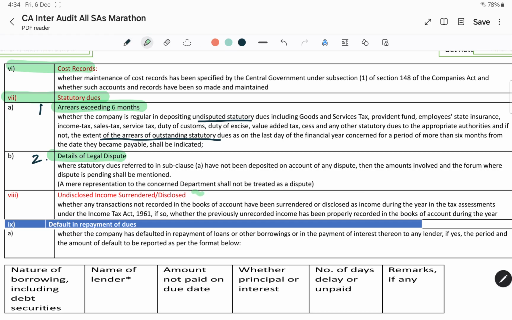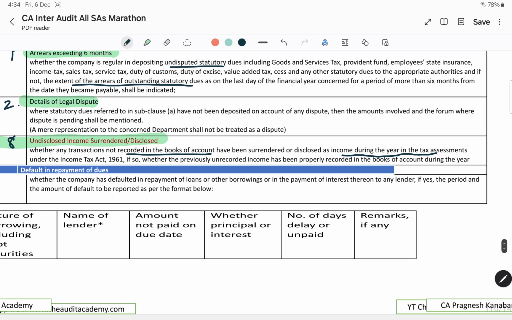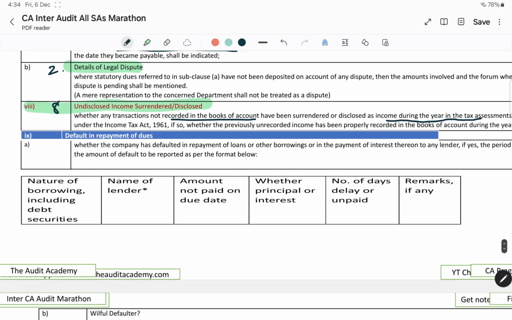Next is clause 8. Undisclosed income surrendered or disclosed. Whether any transaction not recorded in books of account have been surrendered or disclosed as income during the year in tax assessment under the Income Tax Act 1961. If so, whether the previously unrecorded income has been properly recorded in the books of account during the year.